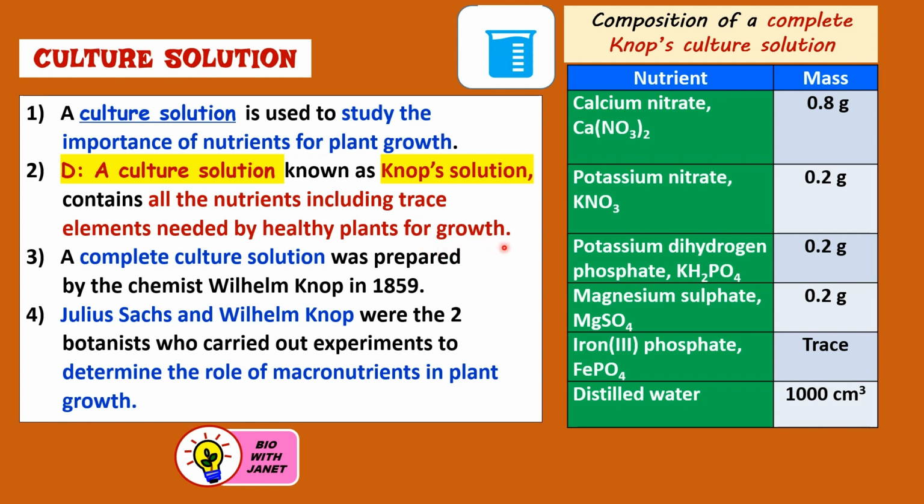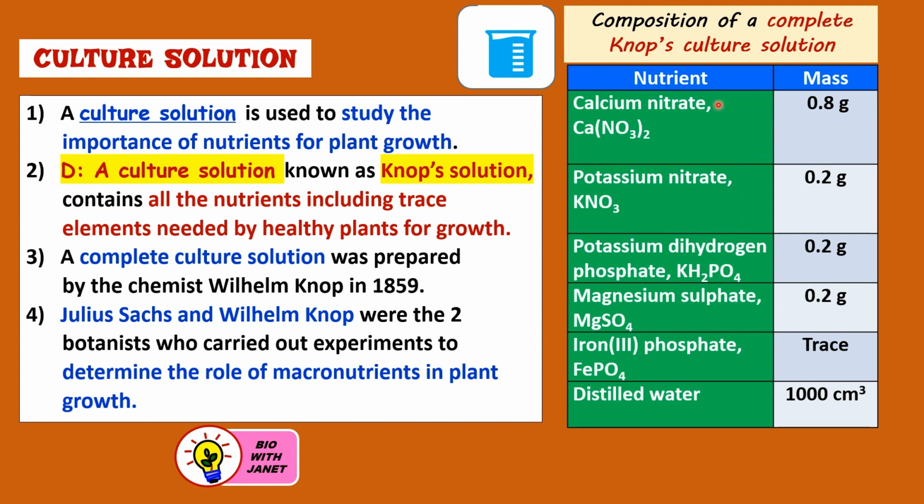So a complete culture solution was prepared by the chemist Wilhelm Knop in 1859. Okay, that's why it's called Knop's solution. So this is the composition of a complete Knop's solution. We'll have a look later. Julius Sachs and Wilhelm Knop were the two botanists who carried out experiments to determine the role of macronutrients such as nitrogen, potassium, and phosphorus in the growth of plants.